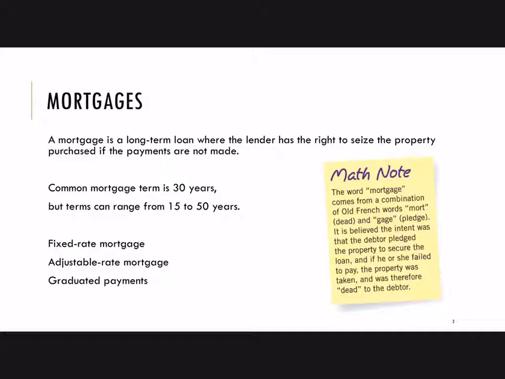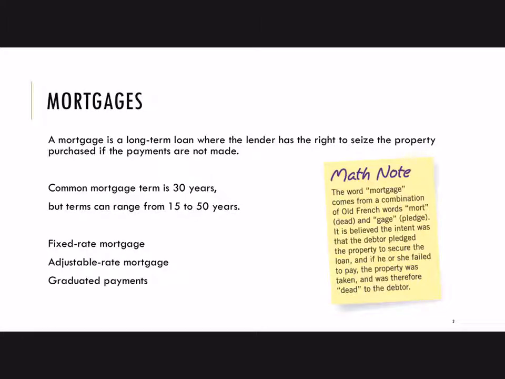The word mortgage has an interesting origin. It comes from two French words for dead and pledge, and it's believed that the meaning here is that if the pledge or the debt was not paid, then that property would be seized and would then be dead to that person. Some common mortgage terms would be 30 years, or anything from 15 to 50 years.